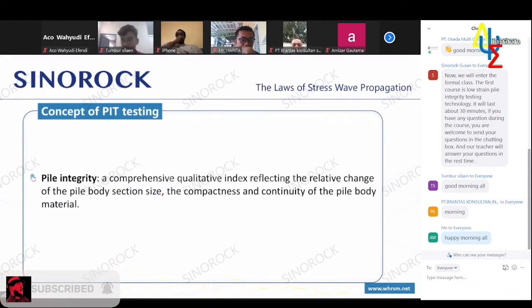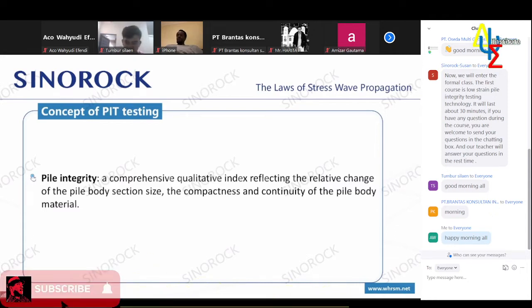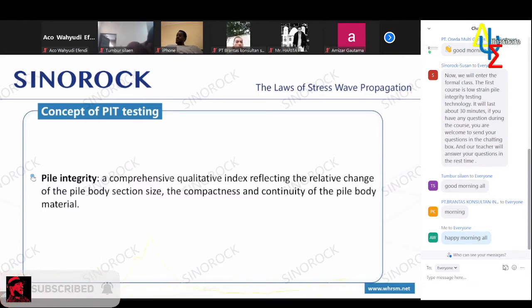Then we will talk about the concept of pile integrity. Pile integrity is the relative change of pile section size and the combination of pile material compactness and continuity. What is the relative change of section size? How can we relate it to wave impedance? The relative change of section size is the change of A, the compactness is the change of ρ, and continuity is the change of C. Whether the wave can effectively propagate is actually a comprehensive indicator of whether the wave impedance is uniform.